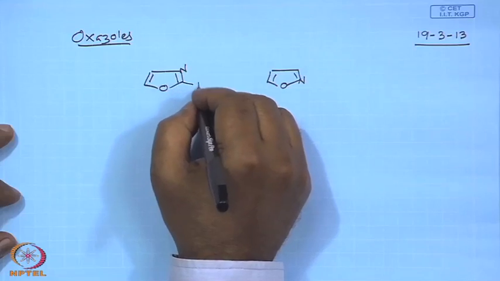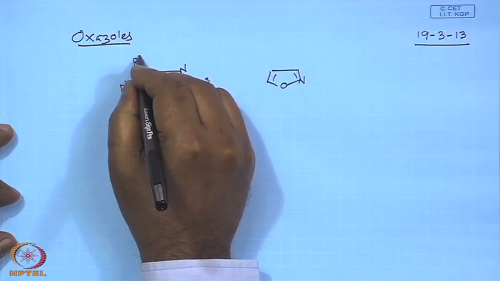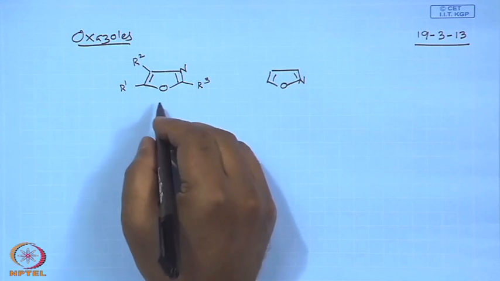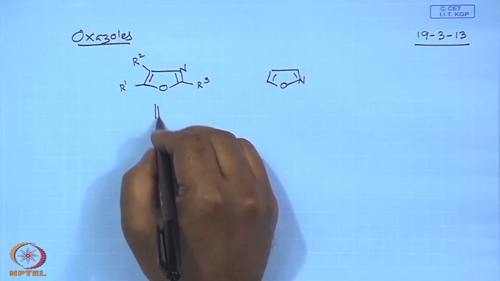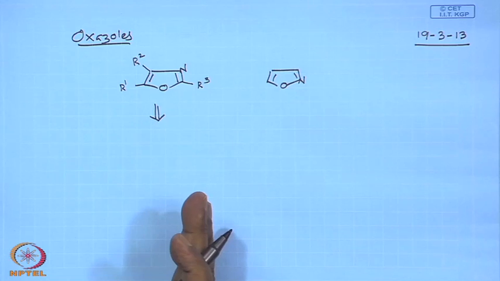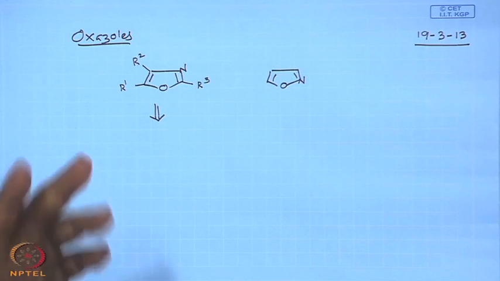Now, our job is to see the synthesis. So, what should we start from? Let us assume that we have all kinds of substituents R1, R2, R3. As usual, our retrosynthesis could be of many kinds, many possibilities. But so far, I think we have understood that we normally rely upon two important modes. One is 4 plus 1, and the other is 3 plus 2, that is it.